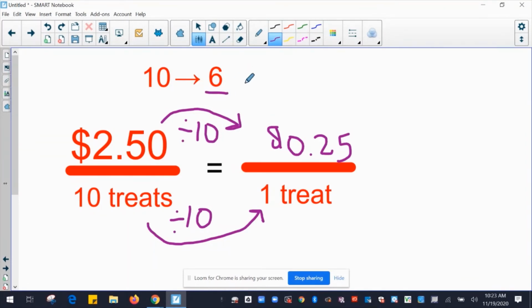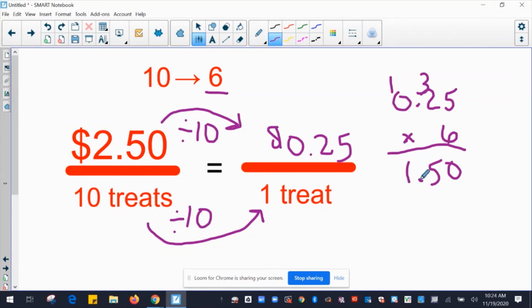So thinking back to the original problem, we have only 6 treats in the box. So a fair price would be 25 cents for each of these 6 treats, or 25 cents times 6. So the students then would take that unit rate that they discovered and apply it to figure out how much it would cost for 6. 6 times 5 is 30, 6 times 2 is 12, plus 3 is 15, 6 times 0 is 0, plus 1 is 1. Place our decimal point with the hundredths place, and that would be $1.50 for a box of 6. That would be a fair price.